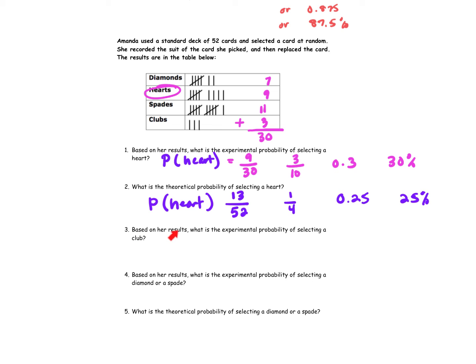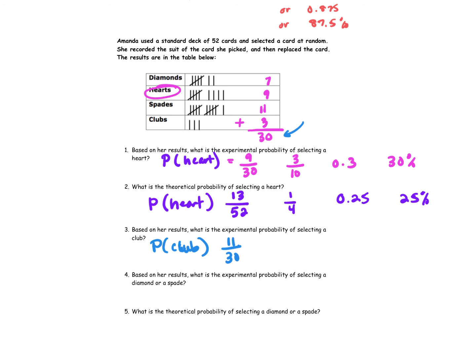Third question, based on her results, what's the experimental probability of selecting a club? So again, this is based on the results. We're going to go back to the table, and I see 11 times she chose a club. So we're going to write that experimental probability. We're looking for a club this time. And that happened 11 times. And we've established the trials. She had 30 trials. She picked a card 30 times.